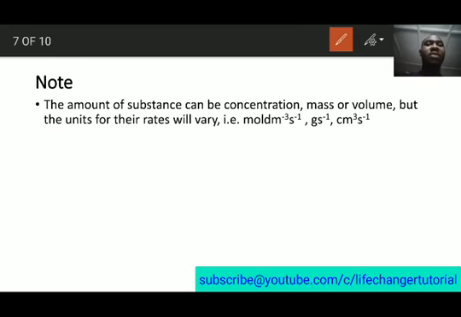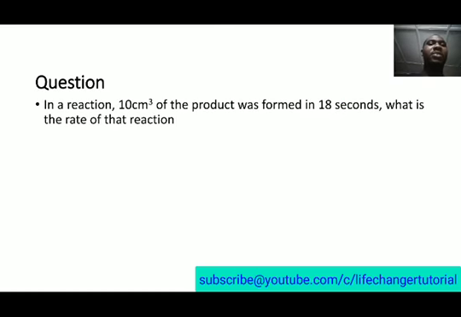The amount of substance can be concentration, mass, or volume. So you can measure rate based on concentration, mass, or volume, but the units of their rates will vary. If you use concentration, for example, the rate will be mole per dm cube per second. If you use mass, the unit will be grams per second. If you use volume, it will be centimeter cube per second. Let's see examples quickly.